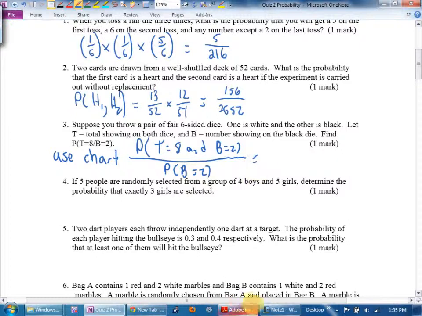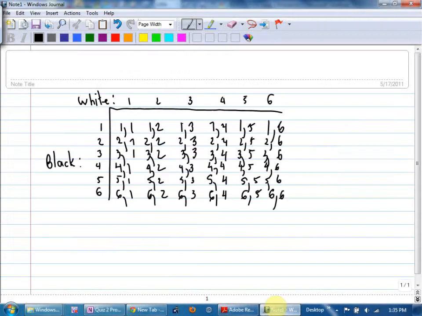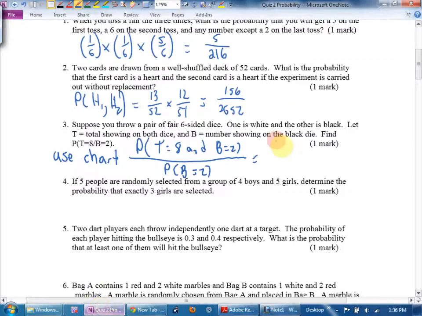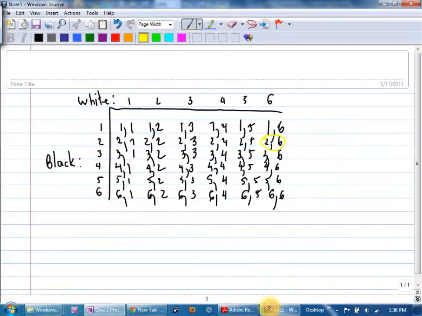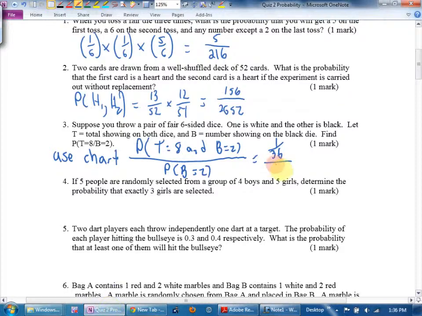Now, how many of these is the black die a 2 and the total is 8? I think only 1 out of 36, is it not? 1 out of 36 divided by how many of these is the black equal to 2? 1, 2, 3, 4, 5, 6 out of 36. And the answer is 1 out of 6.